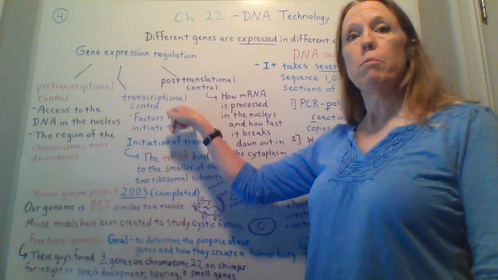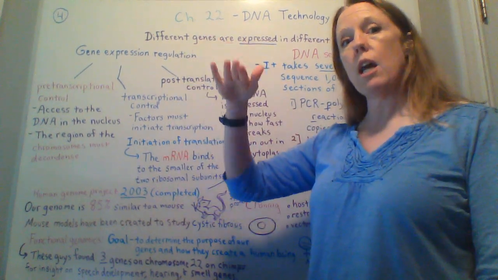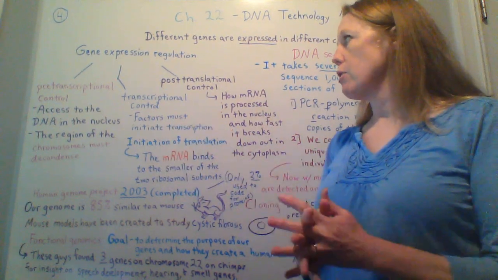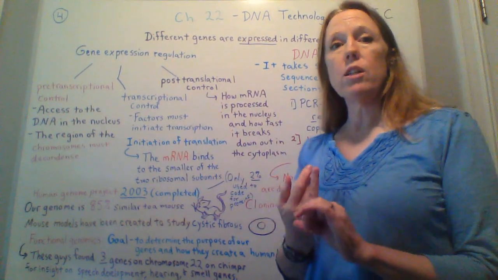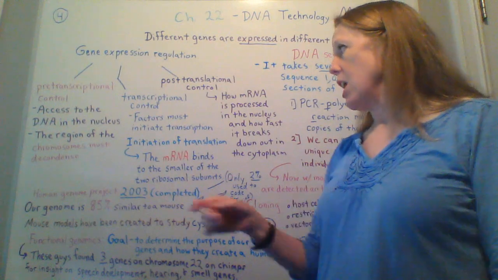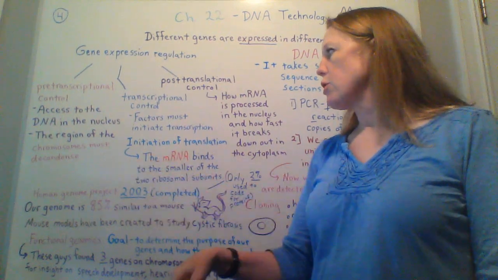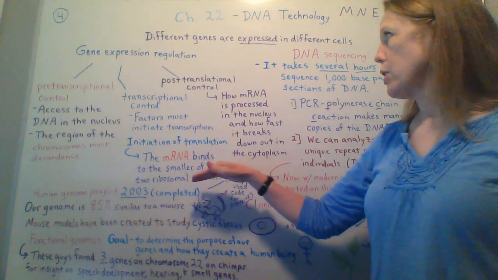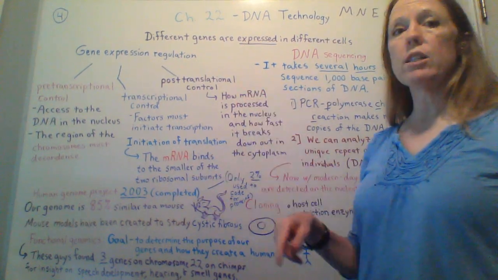Then there's transcriptional control, so that's when the DNA is making the RNA. We have factors that must initiate transcription, and then there's initiation of translation. So the mRNA binds to the smaller of the two ribosomal subunits. So we already looked at that. Then we have post-translational control.